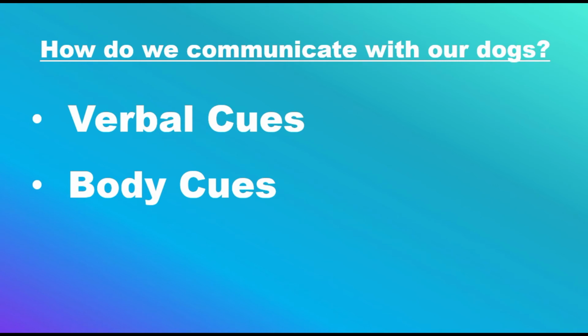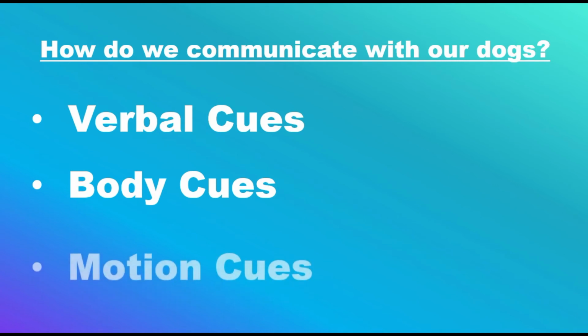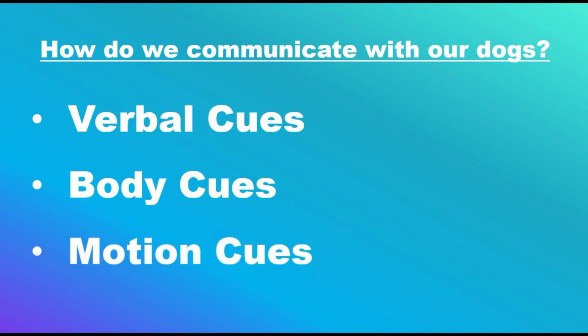And then the third one, which is really what the dogs read most of, are motion cues. Motion cues are when we're moving. When we move forward, we want our dogs to move forward. If we move away from the dogs, it should pull them towards us. If we move into the dogs, it should push them away from us. If we slow down and stop our motion, the dog should also slow down and stop.